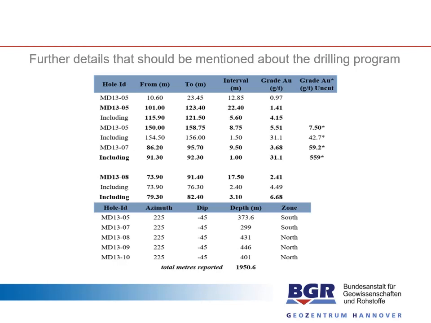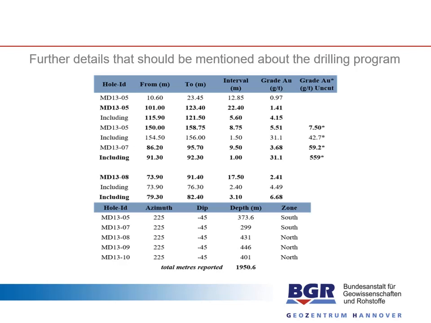In the example on the top, MD13-05, the intersect is very shallow. It's only 10 meters deep. That means this part of the deposit is suitable for open pit mining, whereas the intersect below is further down. It's from 101 meters to 123 meters.